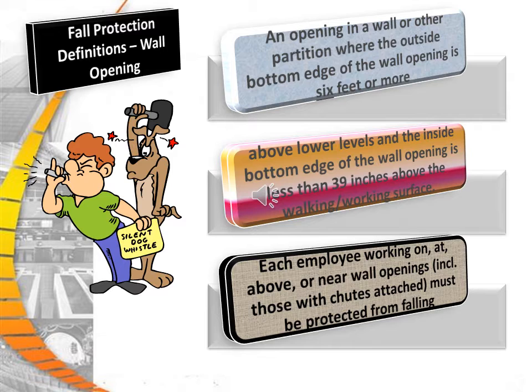A wall opening is any opening in a wall other than a partition where the outside bottom edge of the wall opening is 6 feet or more above a lower level, and the inside bottom edge of the wall opening is less than 39 inches above the walking surface.